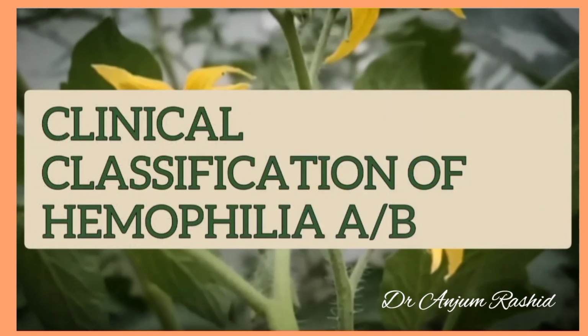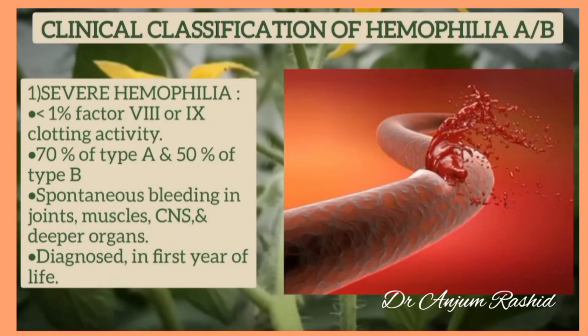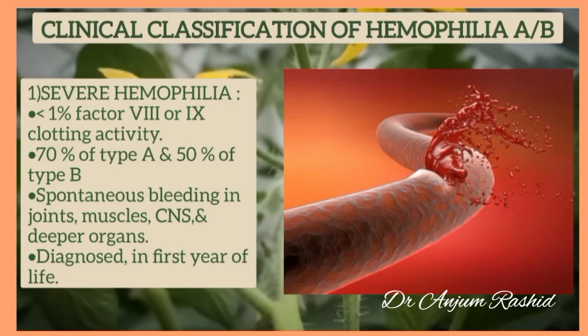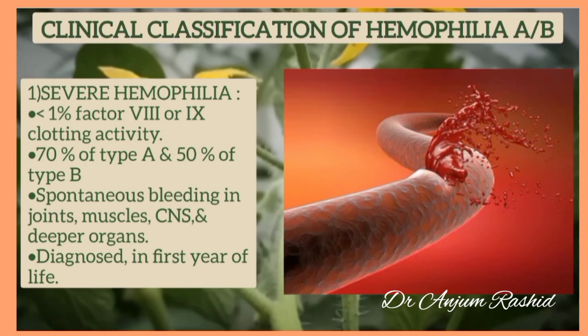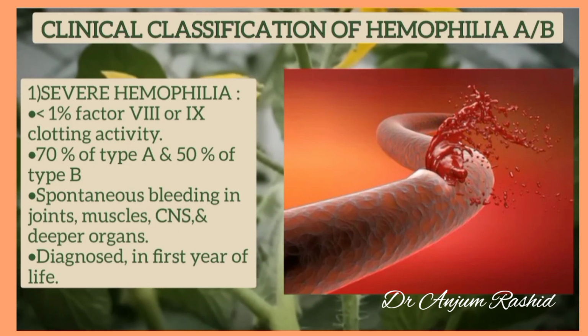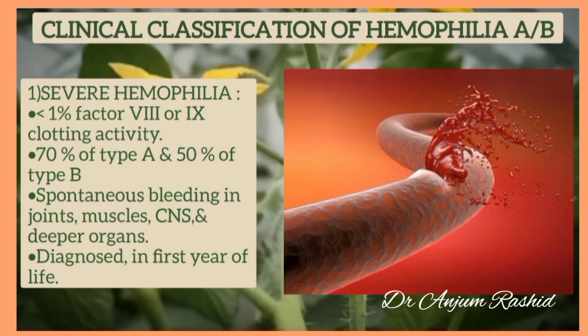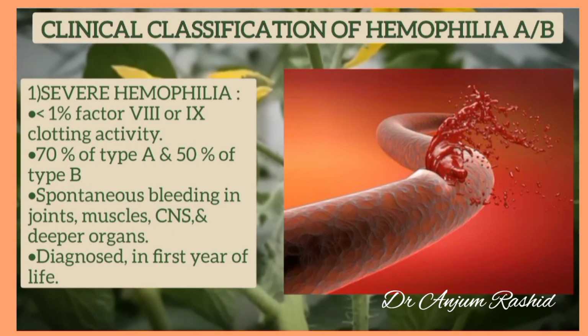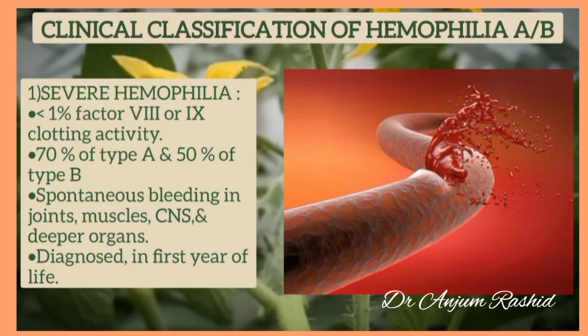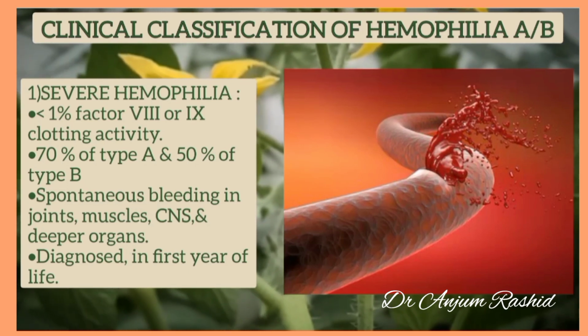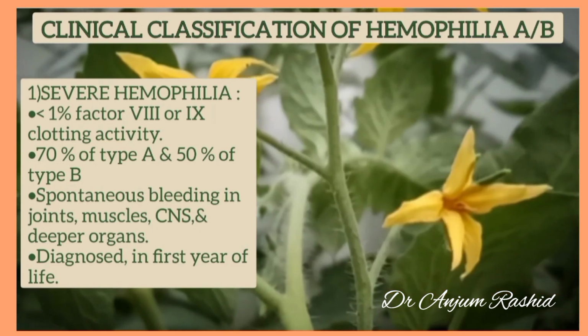Next is clinical classification of hemophilia A and B. First is severe hemophilia. In this, factor 8 or factor 9 clotting activity is less than 1%. 70% of cases of type A and 50% of cases of type B have severe hemophilia. In this, spontaneous bleeding occurs in the joints, muscle, CNS or deeper organs. It is diagnosed in the first year of life.